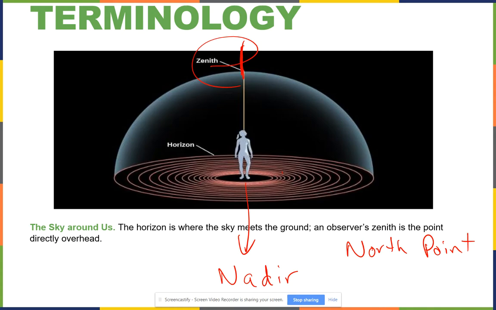So here in Lincoln, we're pretty much 40 degrees north latitude. We're 40 degrees north of the equator. And of course, if you were at the North Pole, what would your latitude be? 0 degrees? Not 0, because we're measuring from the equator.